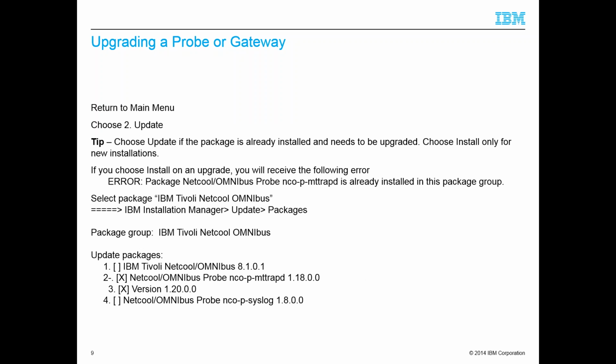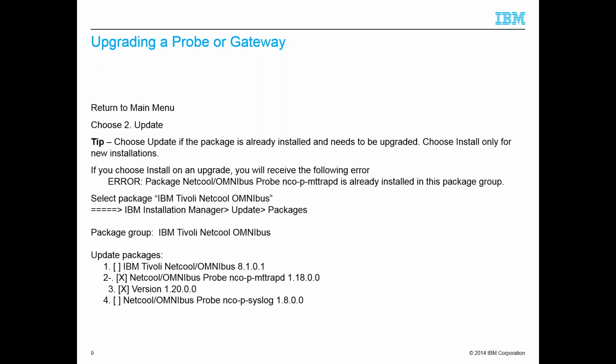Once you have the repository added, return to the main menu and then choose 2 to update. So only choose update if the package is already installed and needs to be upgraded. If it's a new installation and it's not already installed, then you would choose install option. If you accidentally choose install on an upgrade, or if you use that full long command that you used on installation to try to do an upgrade, you'll receive the error, the package is already installed in this package group.